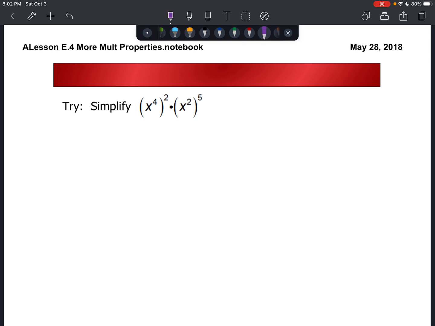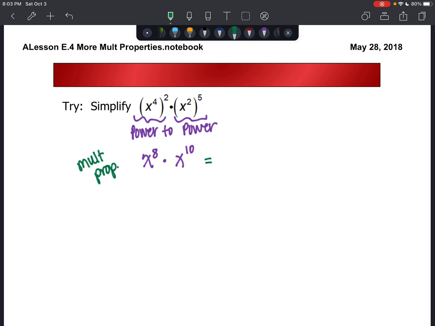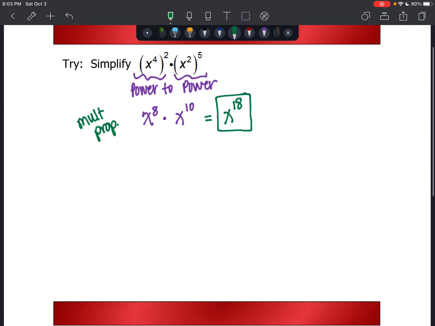Okay, I kind of waited to give you a shot at doing this before I explain. We've got a power to a power rule twice. So we're going to do them each independently. So I'm going to have x to the 8th times x to the 10th. And now we have the multiplication property. The multiplication property says keep the base, add the exponents, and that's our answer. X to the 18th power.